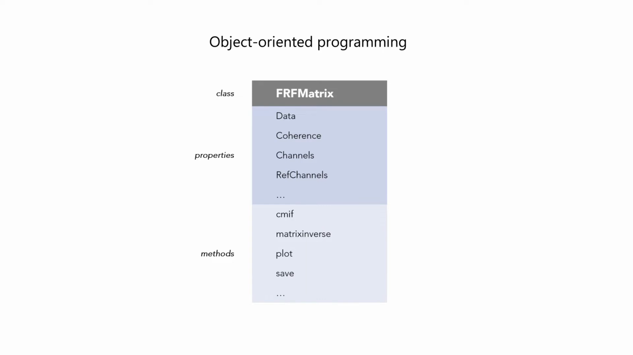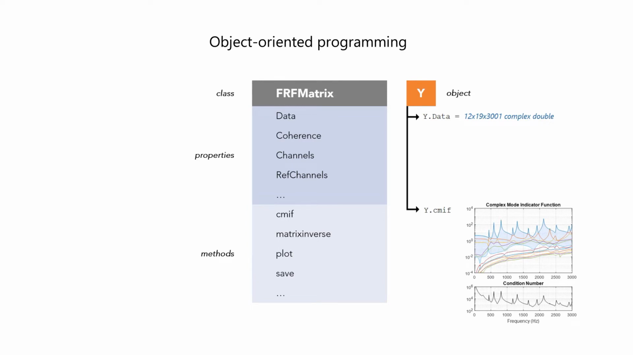The instances we create of this class, like this FRF matrix Y, are then the objects. We can use a dot to access the properties of Y and also to execute the available methods. That's a very high-level introduction to the toolbox, but might help you as you get started.